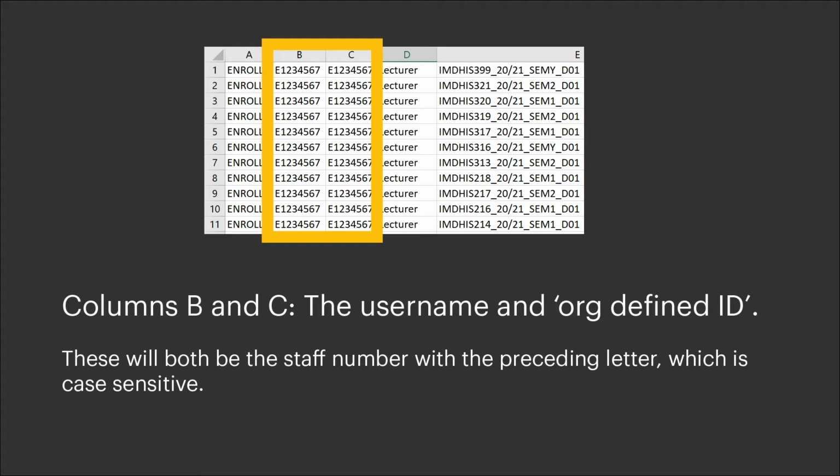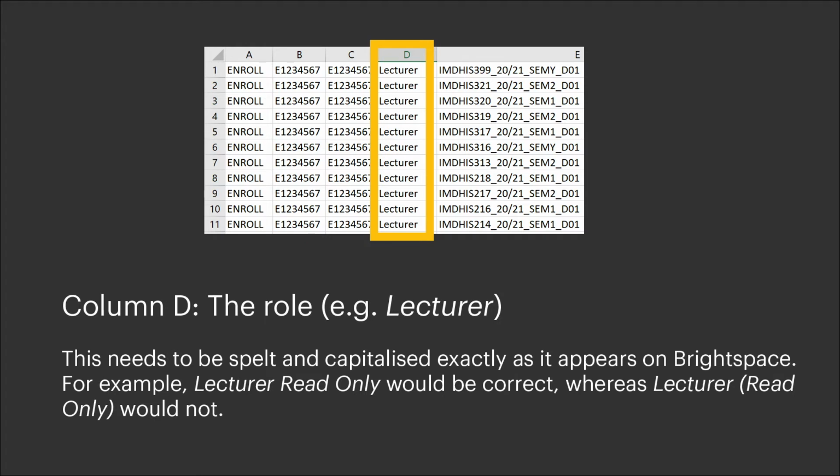Columns B and C are both the username for the member of staff with the letter beforehand. That's case sensitive, so it's generally a capital E or P, for example. I think there are some old accounts that have a lowercase e, but generally that's going to be an uppercase E. Column D is the role that they should be enrolled on.